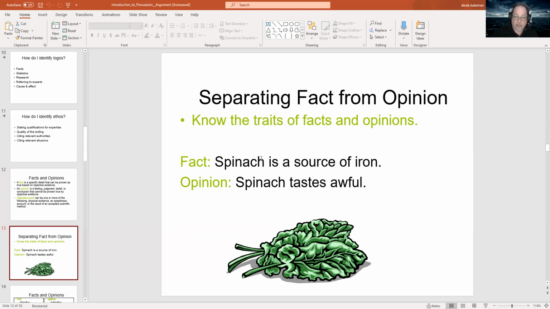Some people have an opinion that it tastes great. You can't refute those, right? It's an opinion. It has really very little place in academic writing.